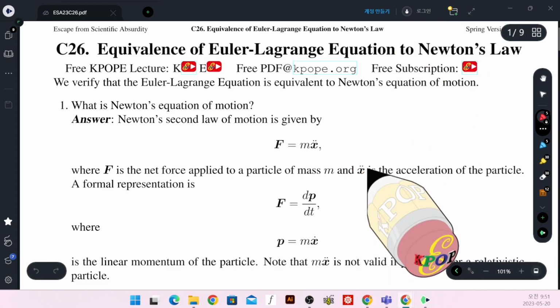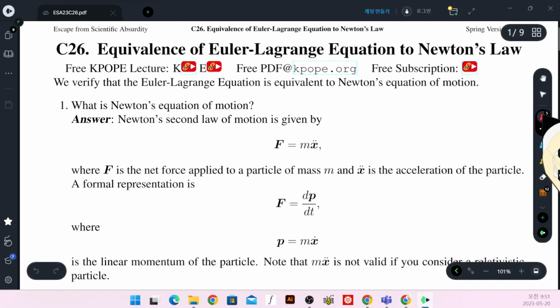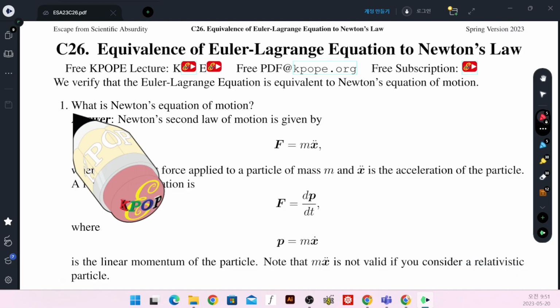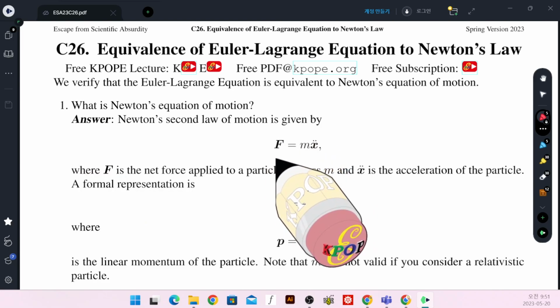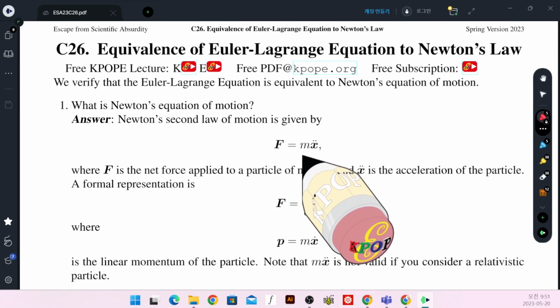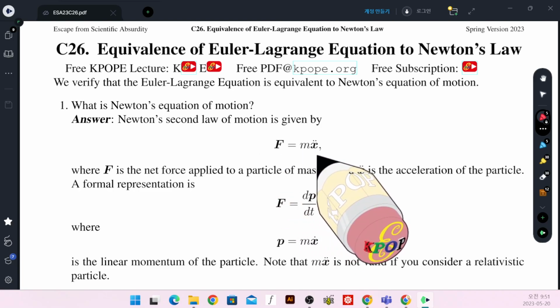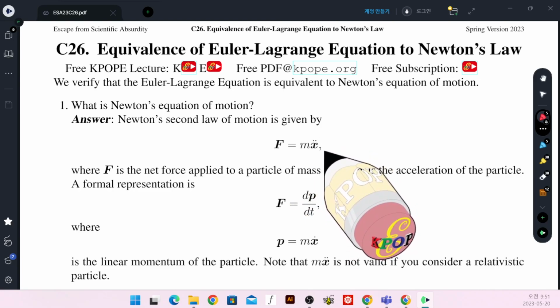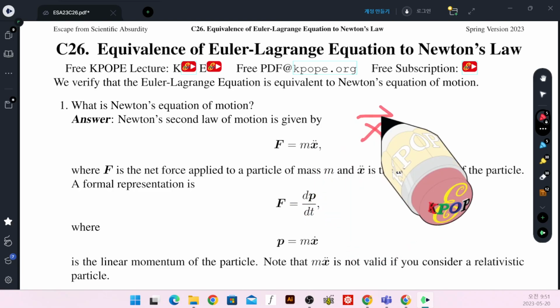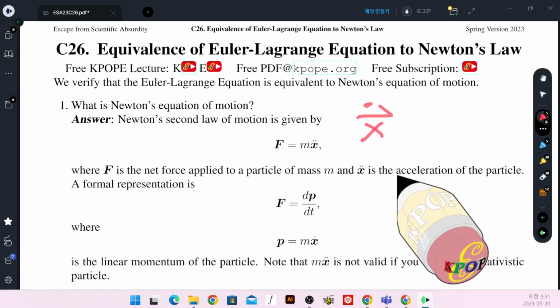So we study C26, equivalence of Euler-Lagrange equation to Newton's law. Number one, what is Newton's equation of motion? This is Newton's second law, F equals ma. F, a net force applied to a particle of mass m, has a relationship with the acceleration. So x double dot is the acceleration, x single dot is the velocity.